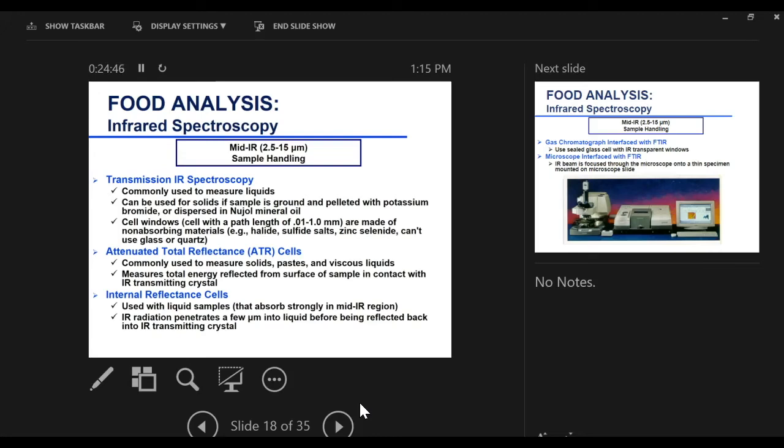Attenuated total reflectance is usually used for solid, paste, or really viscous liquid. Here the light hits the surface, and it goes in for a little bit, and the molecules in there absorb some of that light, and the rest of the light that did not get absorbed gets reflected and projected to the detector. And then the detector can calculate the difference of the light that was absorbed versus the light that got reflected.